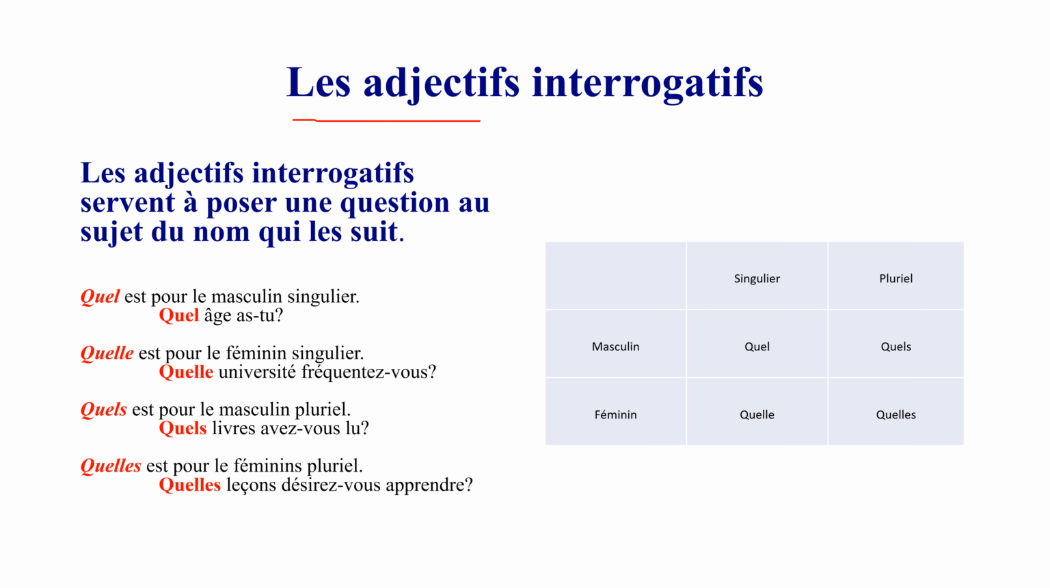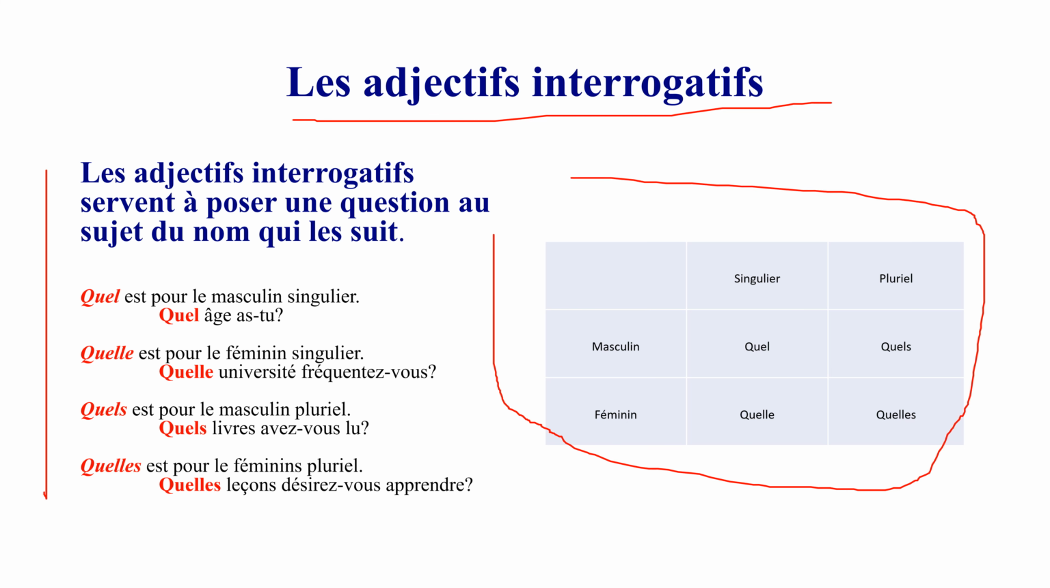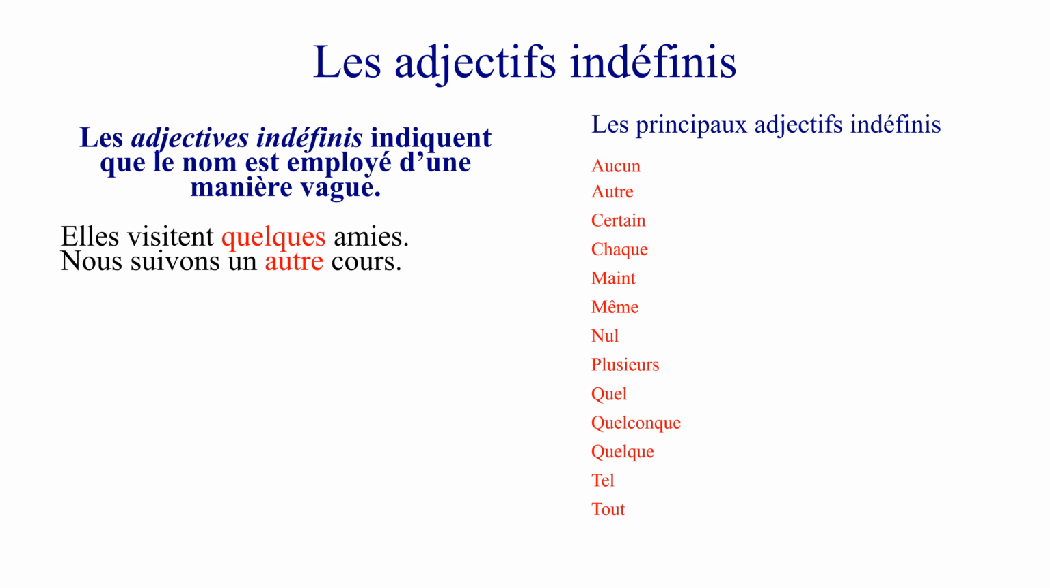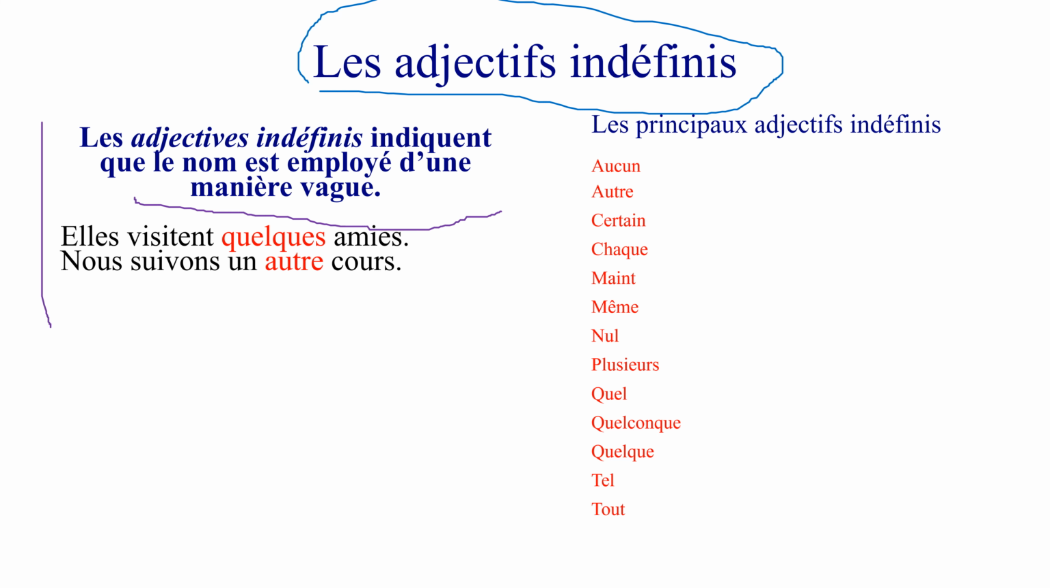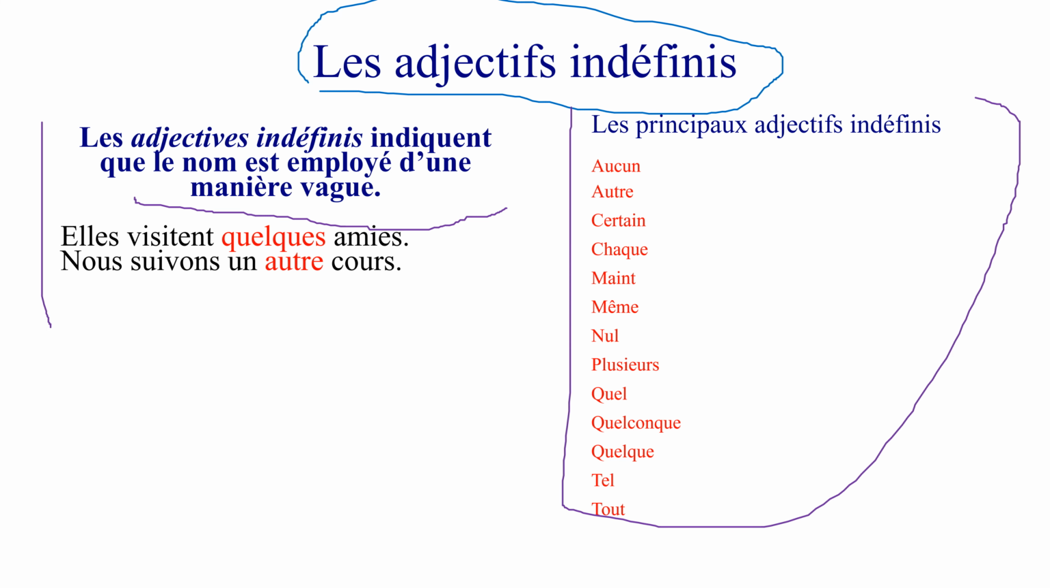Now we have les adjectifs interrogatifs, so interrogative adjectives. Again, here is your list, and here is a tableau that I have prepared for you. And this is your last list, les adjectifs indéfinis. Here it is, it gives you the definition here. It means that the name is used vaguely. And here is le principal, the main one. Okay?